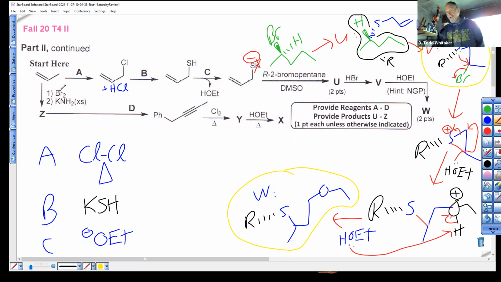Now, what about alkene with bromine? No heat on this one. That's the chapter 6 one. So going down to here, step 1 gives dibromide.